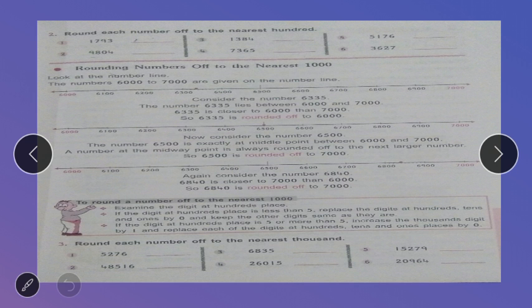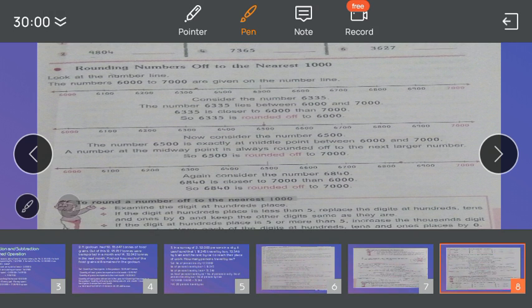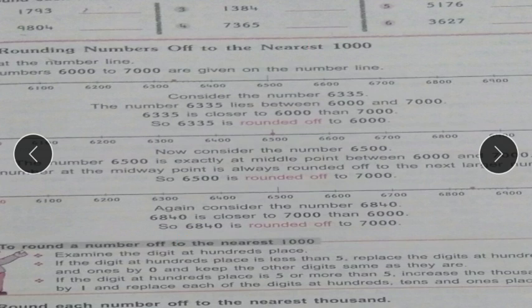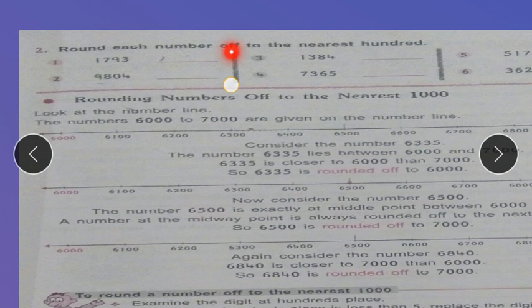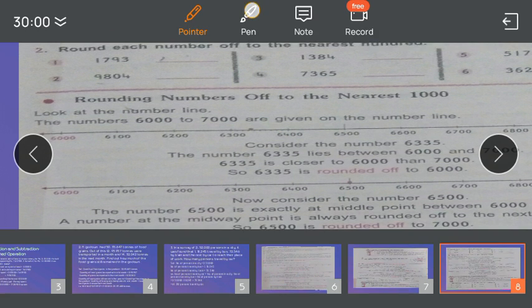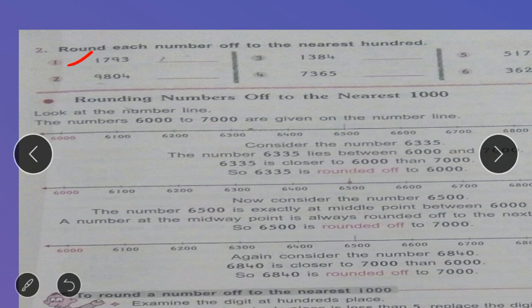So here is a book exercise that you have to do, and I am explaining it to you also. Round each number off to the nearest 100. Now you have to round off these numbers to the nearest 100. The first one I am doing for you, like 1793.